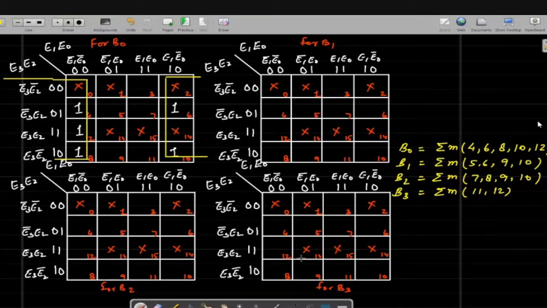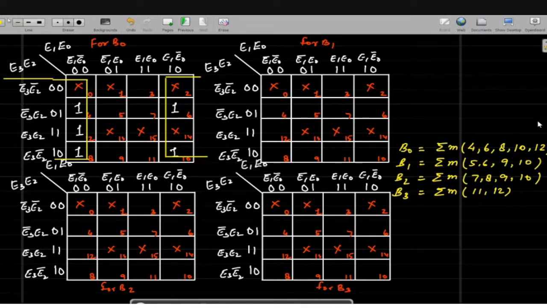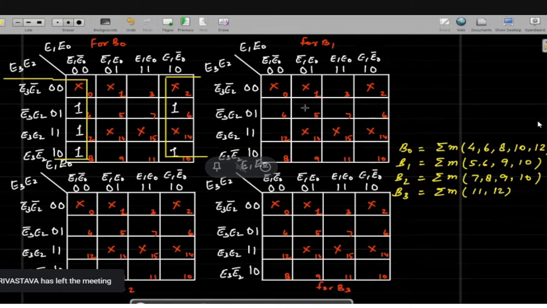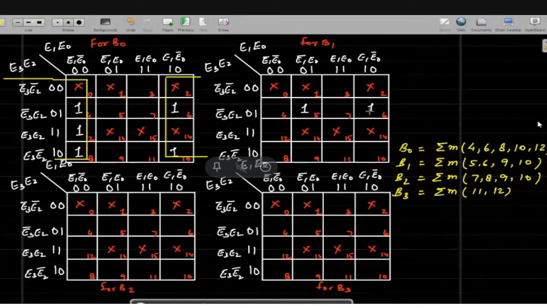Is it clear? Yes, sir. Okay. So now let's similarly solve for V1. I'm going to map V1, and in this case I'm going to write this 5. This is 6, 5, 6, 9, and 10.